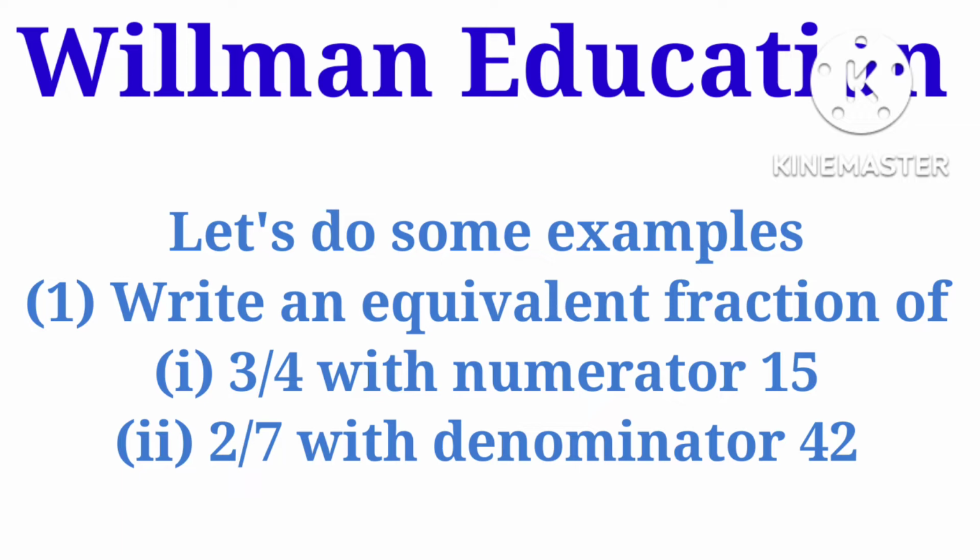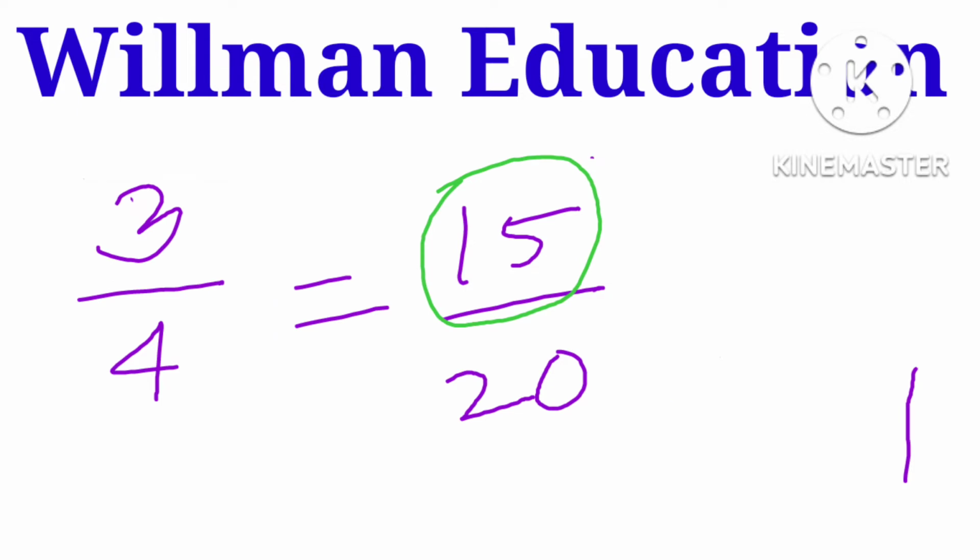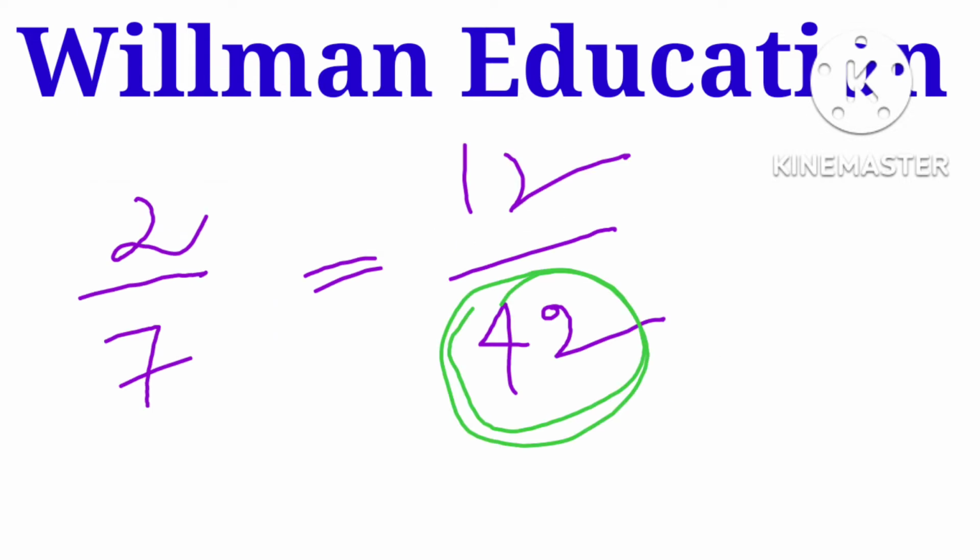Let's do some examples. Write an equivalent fraction: number 1, 3 by 4 with numerator 15, and number 2, 2 by 7 with denominator 42. Sums are worked out here, you can see.